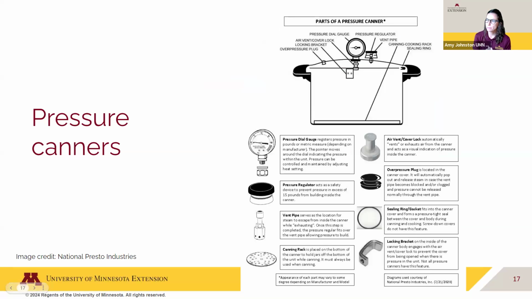Here's another image, just to give another look and show how parts might be named differently depending on the manufacturer. Other safety features can include a locking bracket or an overpressure plug. And again, there's a handful of different manufacturers of pressure canners and some models that are no longer in production. So it's really important to read the manufacturer's instructions for details on a specific model because there could be some differences.